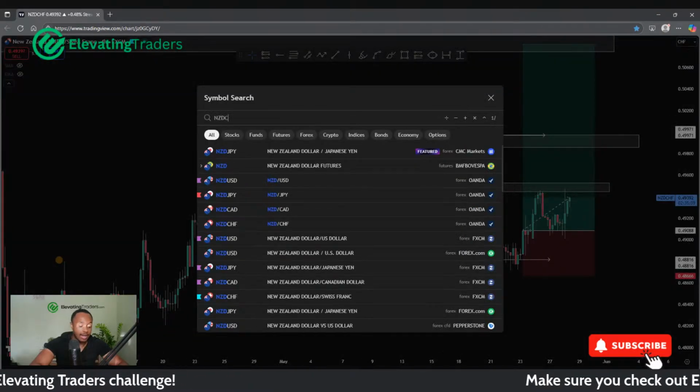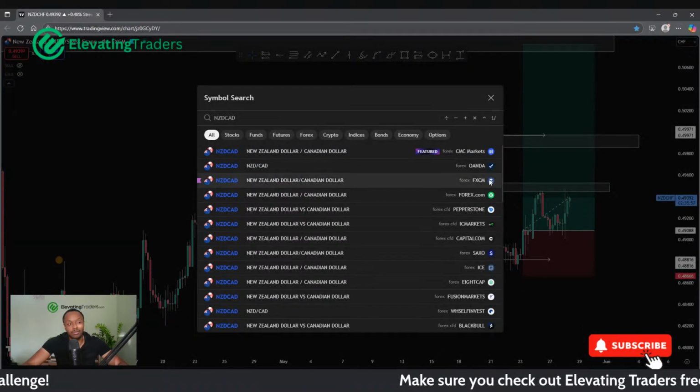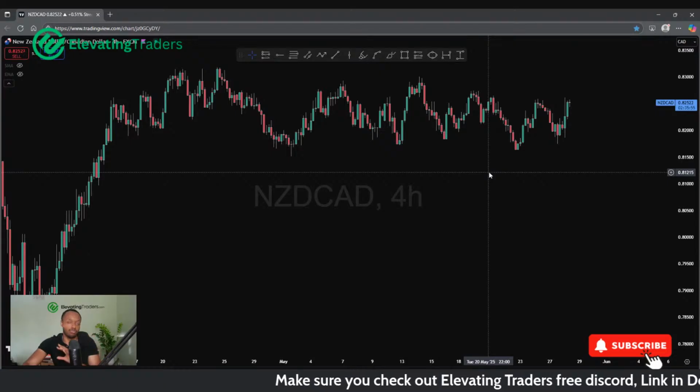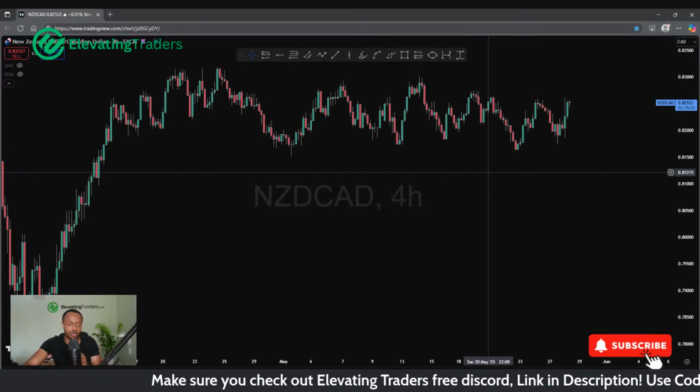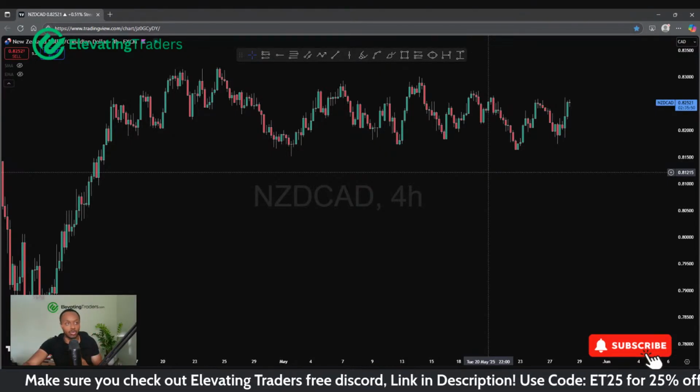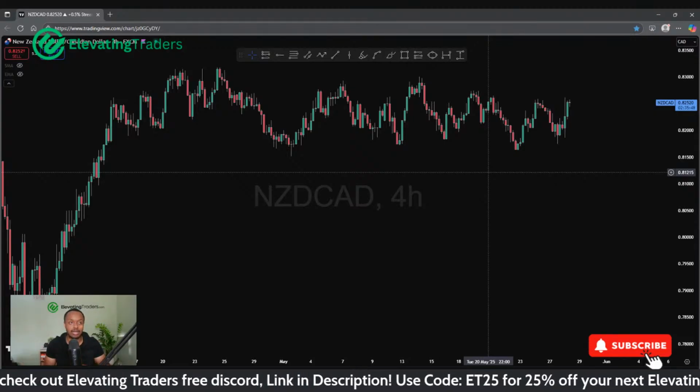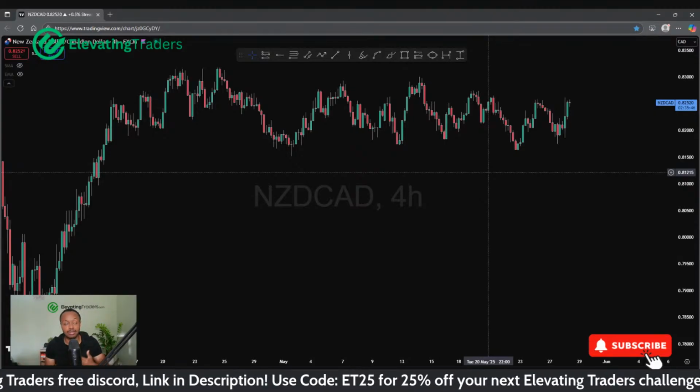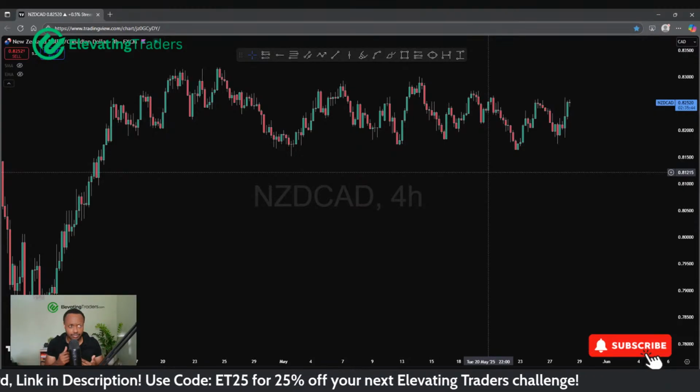New Zealand CAD, I was looking to see if I can. A lot of the pairs I've been looking to trade have revolved around Aussie, so I've been a little bit on the cautious side of things because I don't want to double down on anything. Last week I did get signals for NZD CHF, NZD CAD.